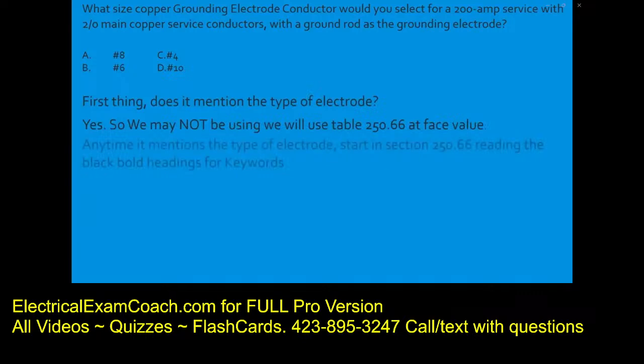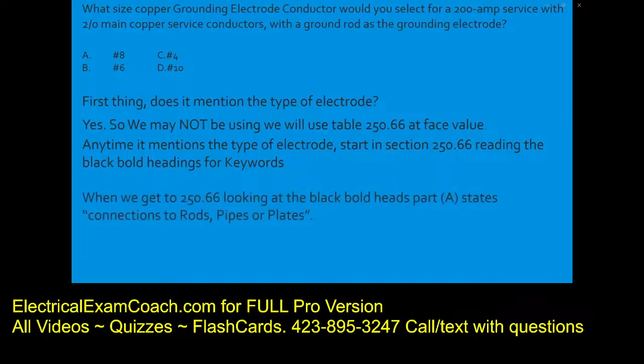Let's head back to 250.66, reading the black bold heading using our keywords. We've already done our highlighting, so we're going to find that part A states rods, pipes, or plates. Now looking down to our other highlighted mark, or at the bottom of the paragraph, we're going to find that it's not required to be larger than a number 6.